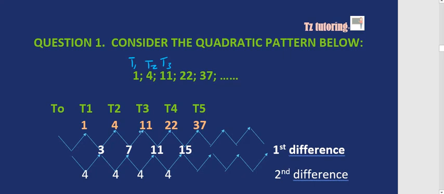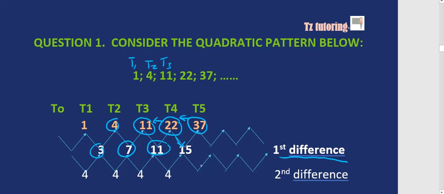So to work out the common difference, you subtract term 2 minus term 1 to give you that difference, right? 4 minus 1 is 3, and you do the same thing. 11 minus 4 gives you 7, 22 minus 11 gives you 11, 37 minus 22 gives you 15. All right, so that is your first difference. This is how we work out our first difference.